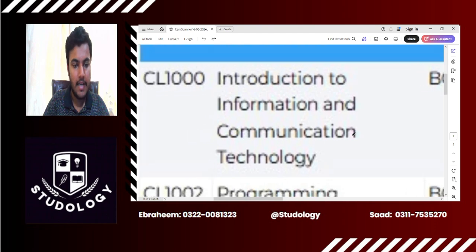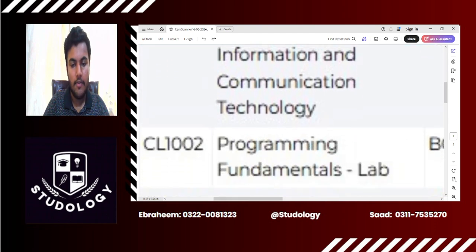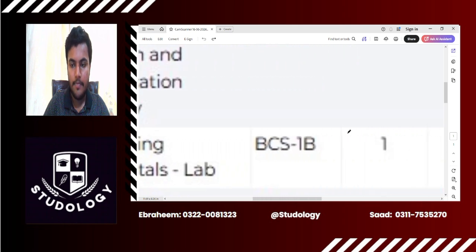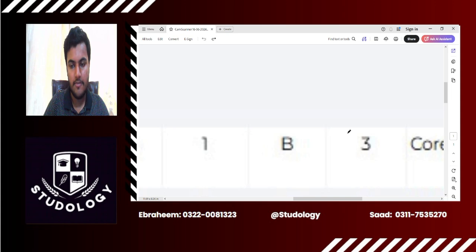Next comes our second subject, which is Programming Fundamentals Lab. This is basically our main course for the first semester at any university for a CS degree. Programming Fundamentals Lab is also a one credit hour subject, and I got a B in this, which gives me a 3 GPA in this. It is also a core subject.